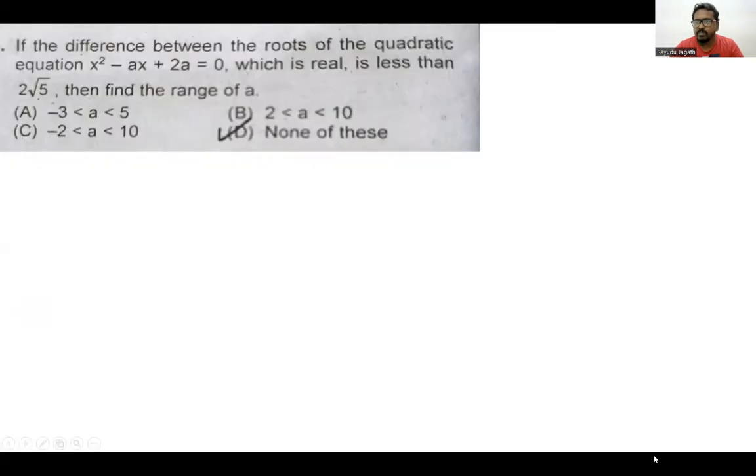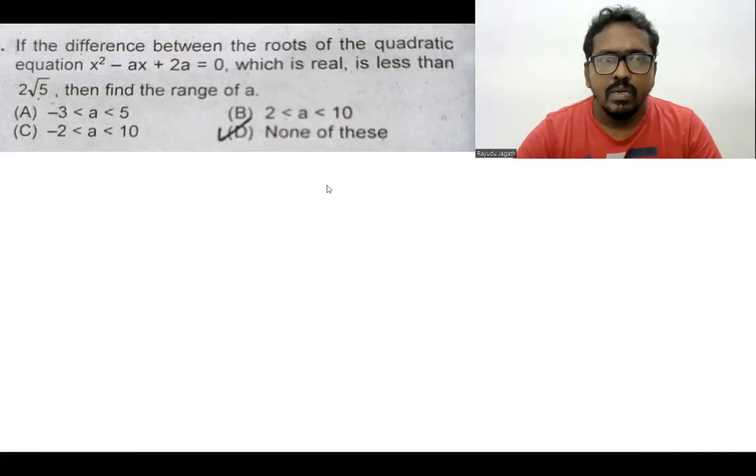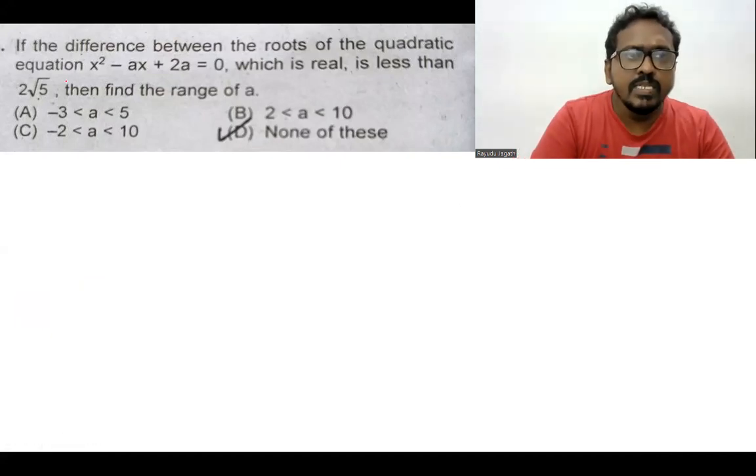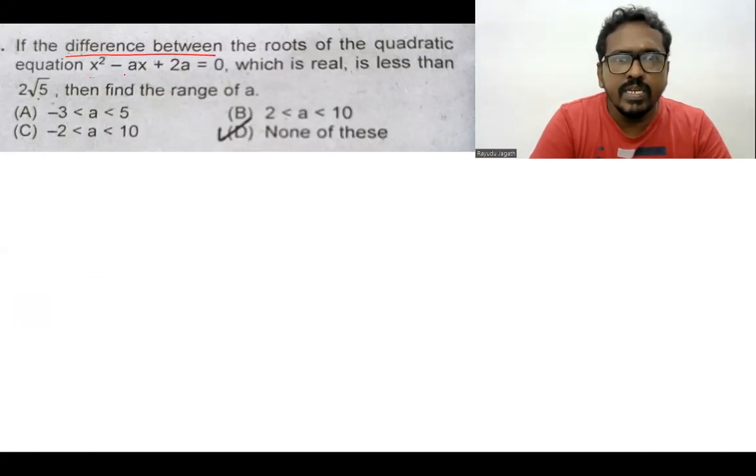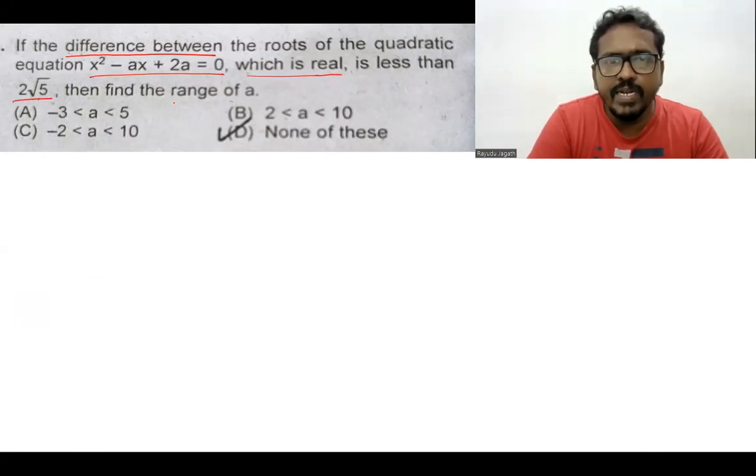Now I discuss one question from quadratic equation algebra. I share that question. The question is: if the difference between the roots of the quadratic equation x square minus ax plus 2a equals 0, which is real, is less than 2 root 5, then find the range of a.